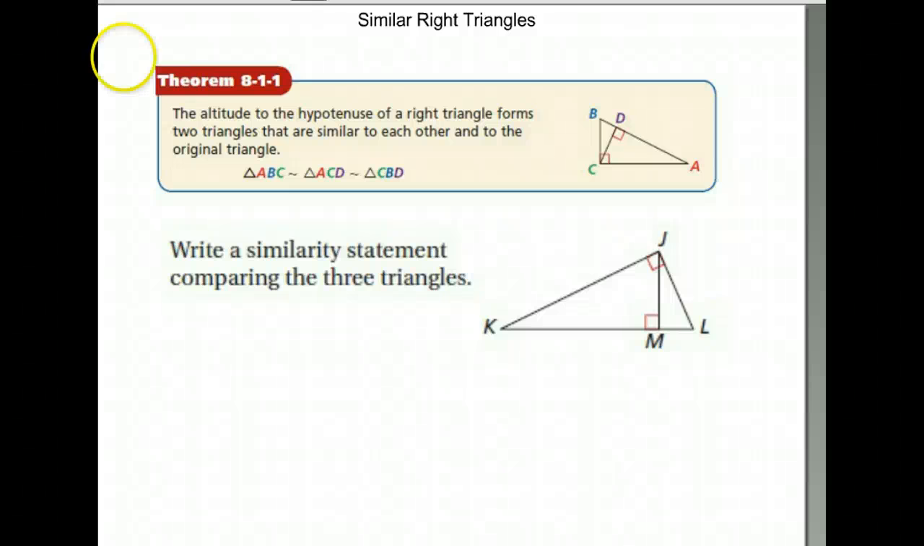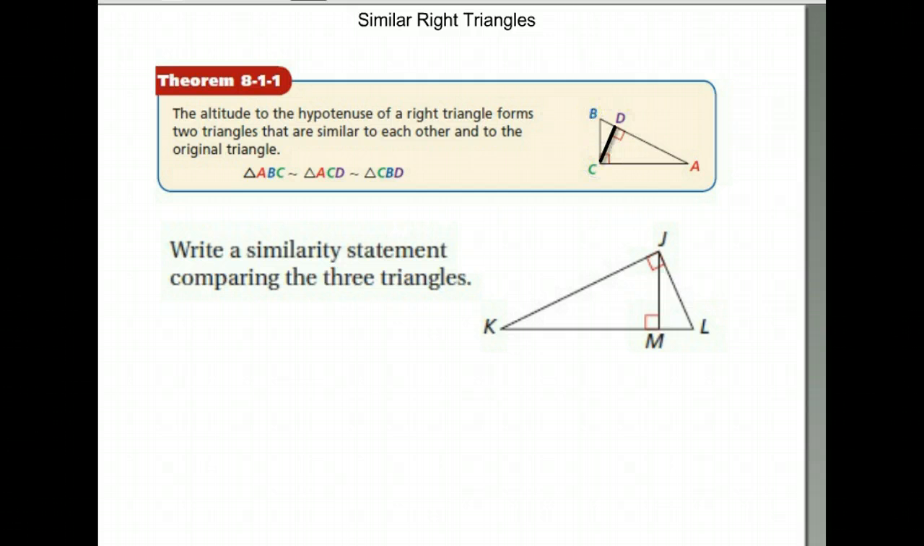They use here, and it says that the altitude to the hypotenuse of a right triangle forms two triangles that are similar to each other and to the original triangle, which is a lot of talking. So what they're basically saying here is that an altitude, which is the vertical distance from a side, okay, it's the height of a triangle.